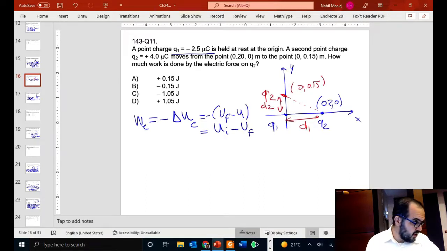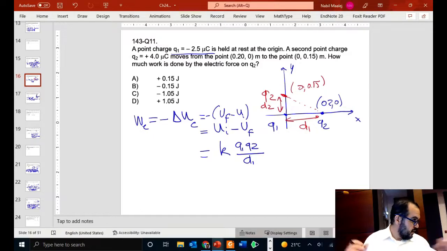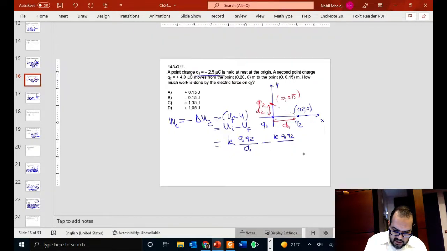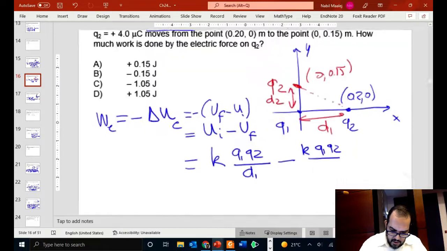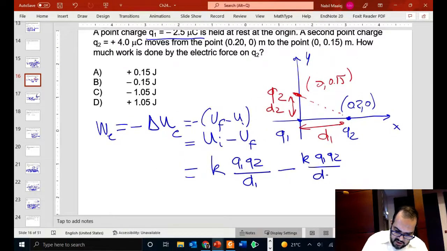What is U initial? The potential energy of the system of two charges initially is K Q1 Q2 divided by the distance, which in this case is D1. Initially the distance was D1, which is 0.2 meters. What is U final? Now the charge is in a different position, so we get K Q1 Q2 divided by the distance D2.